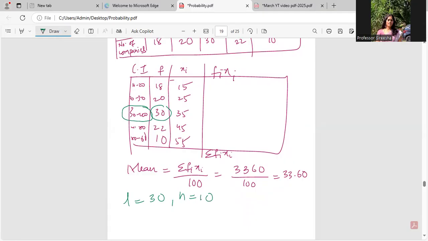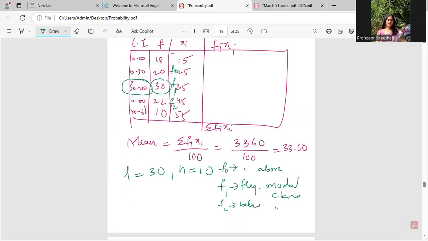Now, in this, what I will be taking is, this is my F1. Above is my F0, below is my F2. F1 is the modal class, guys. F1 is the frequency of the modal class. Let me write here. F1 is the frequency of the modal class. F0 would be the frequency above the modal class. F2 will be the frequency below the modal class. Below the modal class, whatever frequency is there, that value will come.